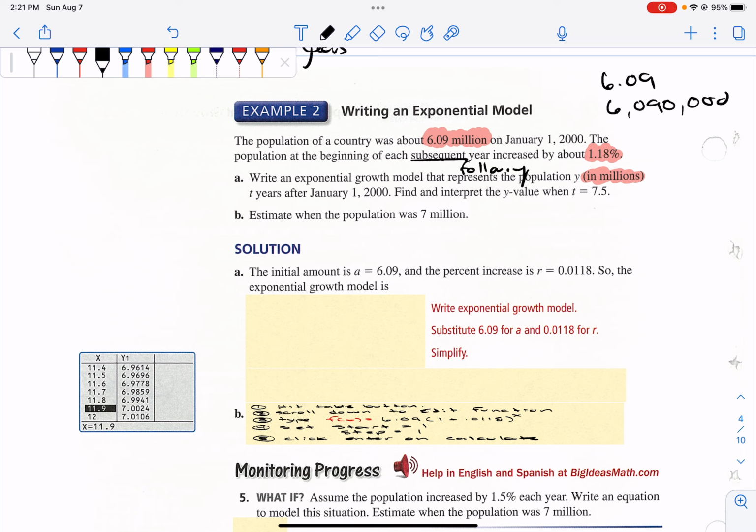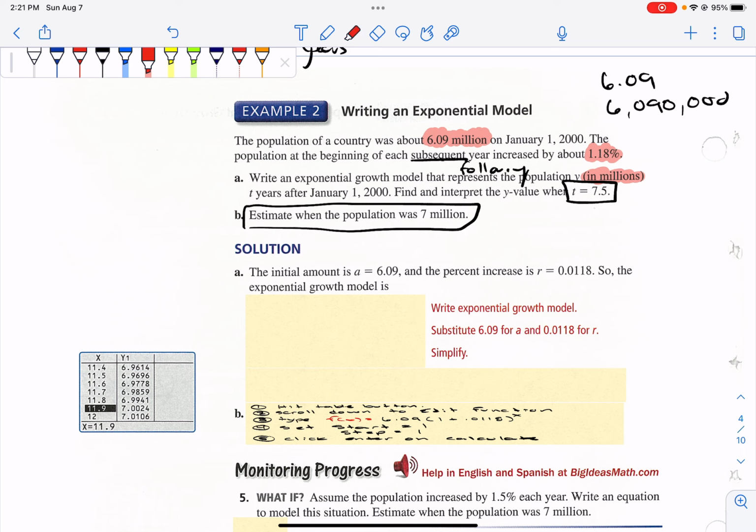It wants me to write an exponential growth model. And then it wants me to use that model to evaluate what happens when t is equal to 7.5. That's part A. Part B wants me to estimate when the population is 7 million. And that's a little bit harder to do because I got to show you how to do something on the calculator. So first things first, we want to write an exponential growth model, okay?